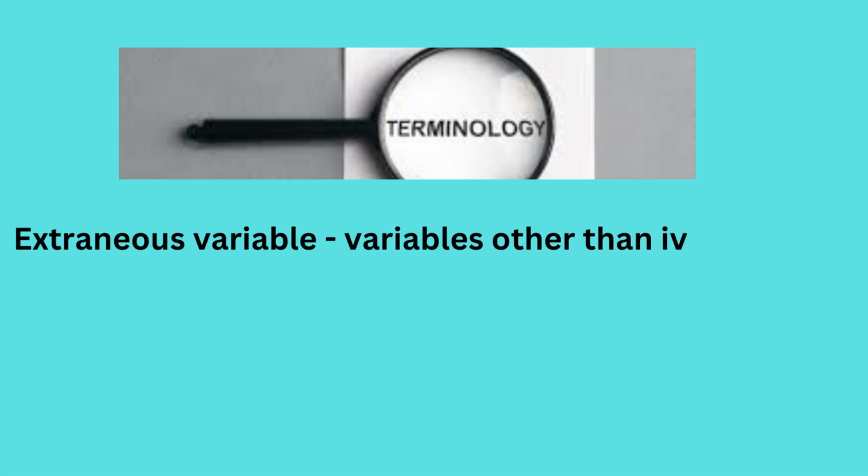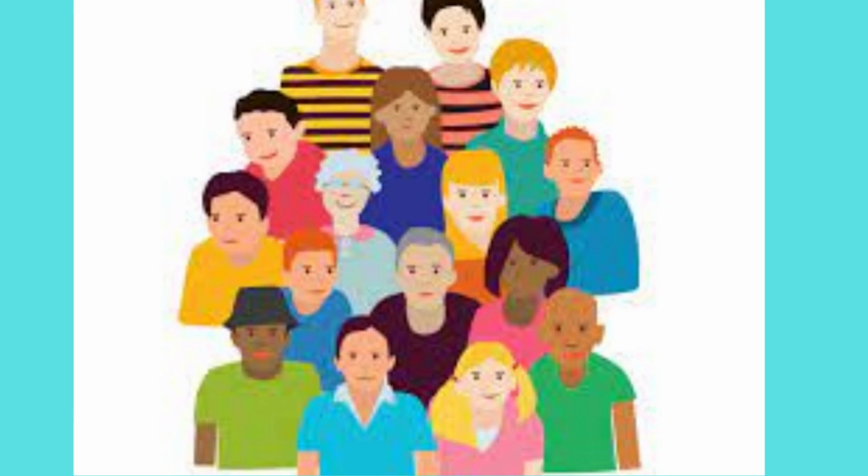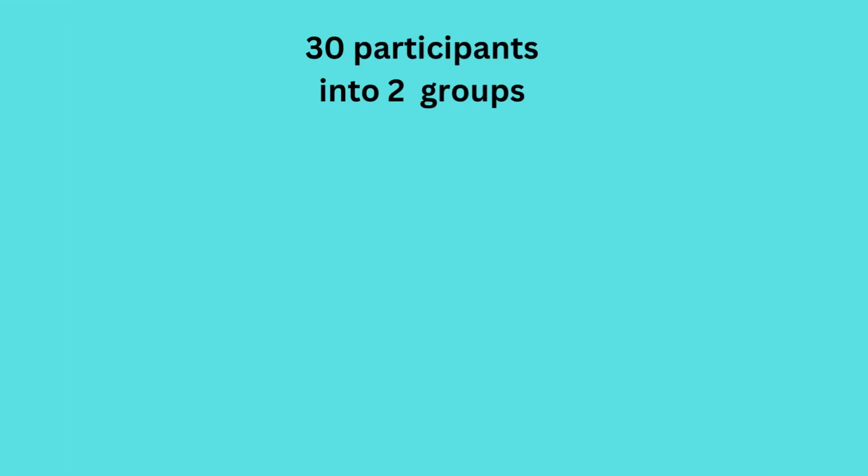Remember I told you about few other variables which might be present in the environment which have an effect on the DV other than the IV, so a technical term to those other variables would be extraneous variables. After the location, now suppose we have gathered our participants for our research. Let's say you have 30 participants and you divide them into two groups of 15 in each. You have Group A and Group B.